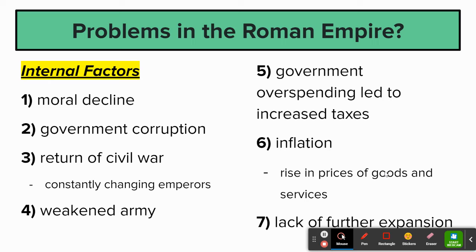And we see a lack of further expansion, because when Rome expanded, they not only captured enslaved people to serve in the army and to serve in other capacities around the empire, but they also looted, took from those lands, and brought the wealth and the riches back to Rome. And so the lack of further expansion cut off an additional supply of resources. So these are 7 problems, internal problems, that the Roman Empire faced following the Pax Romana.